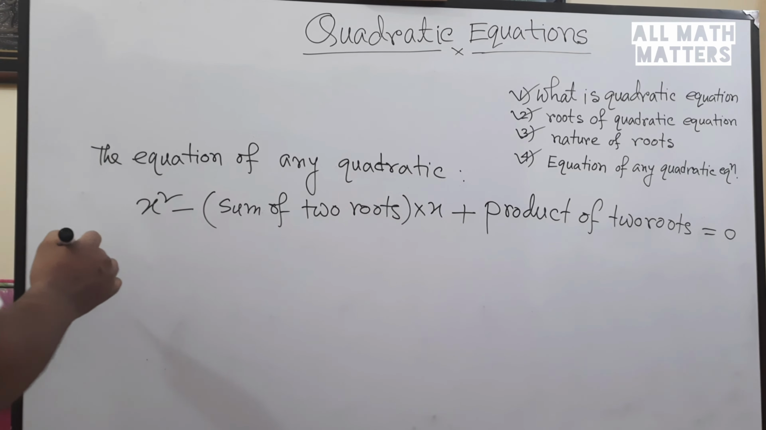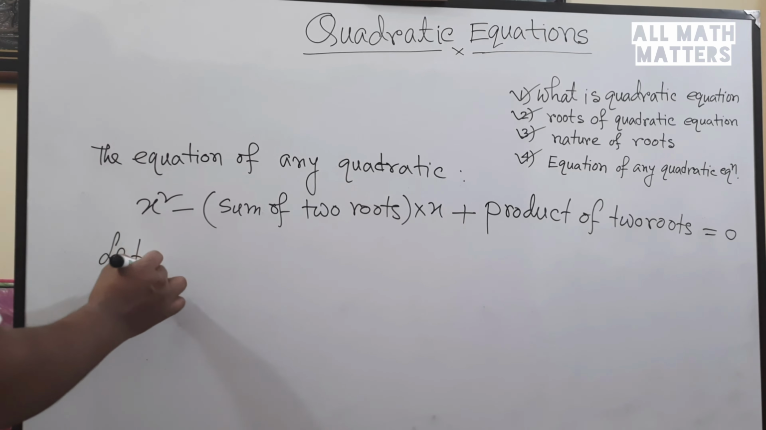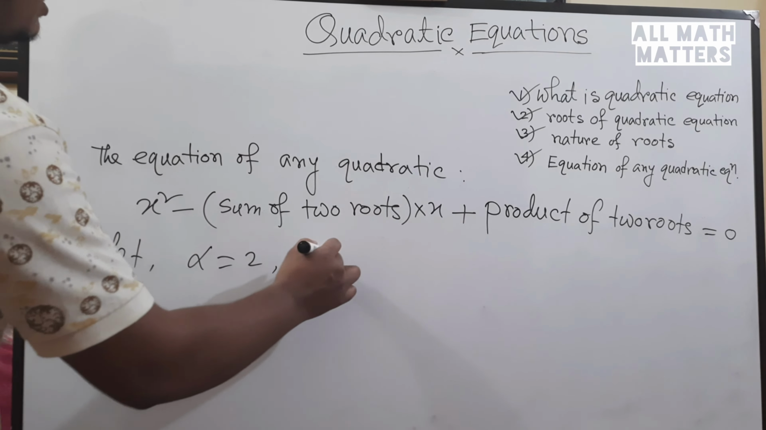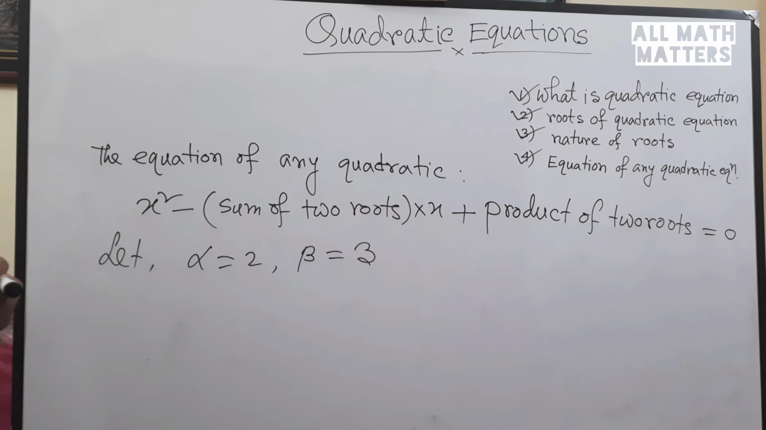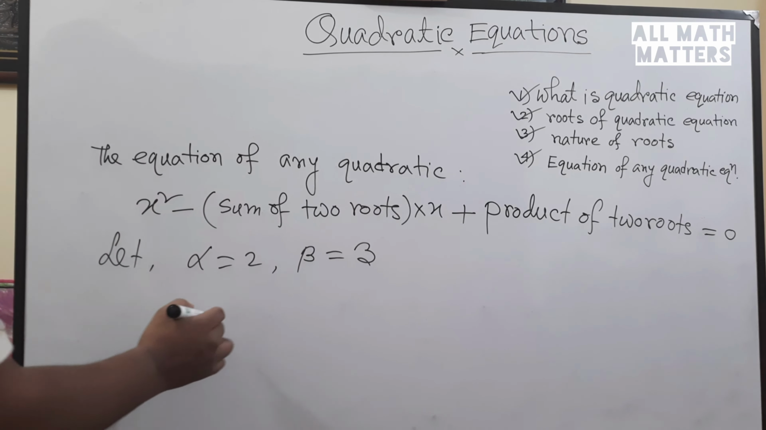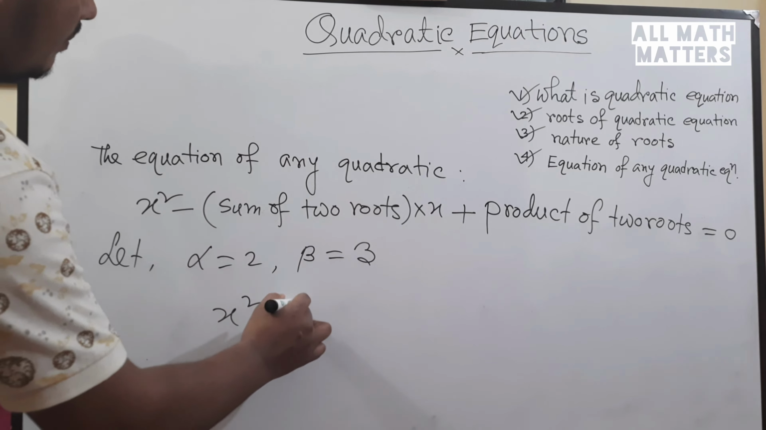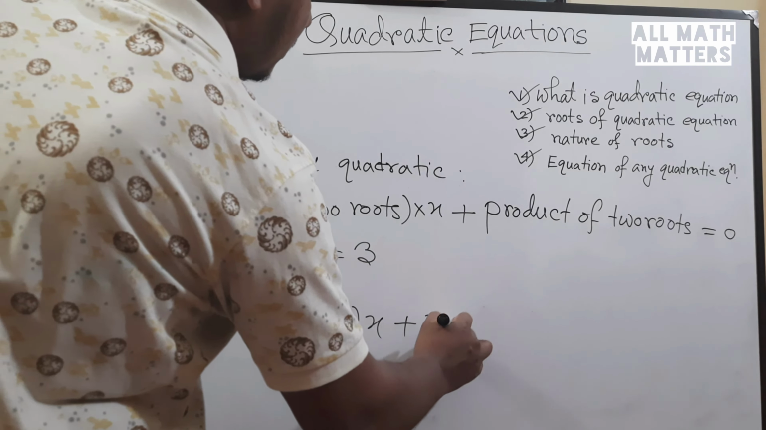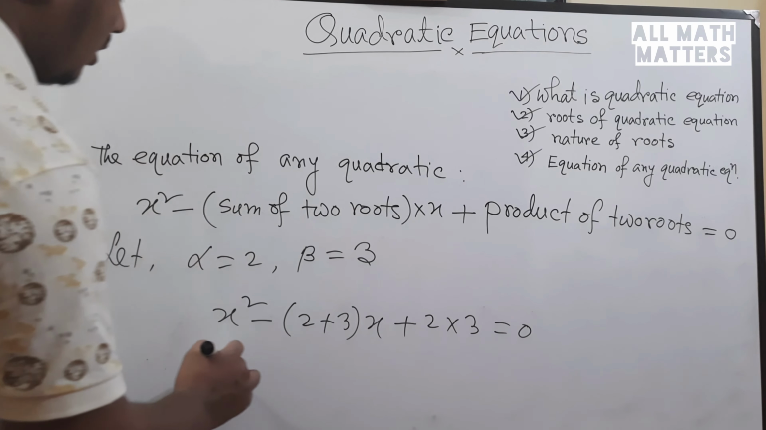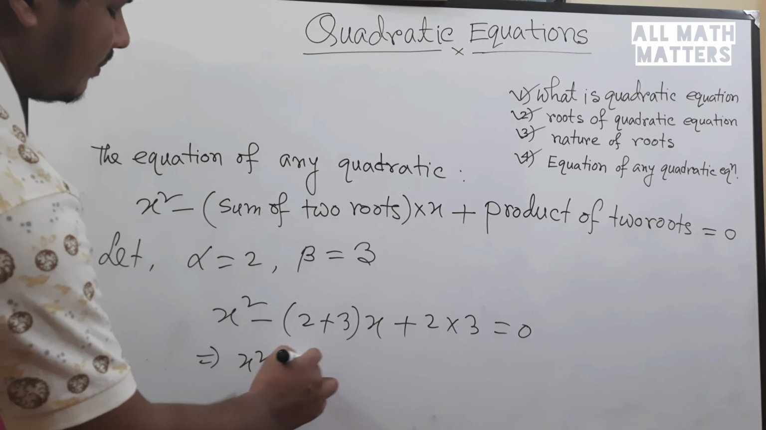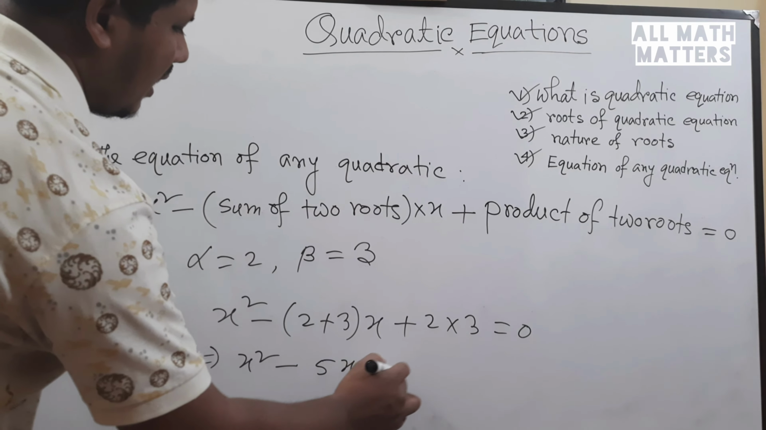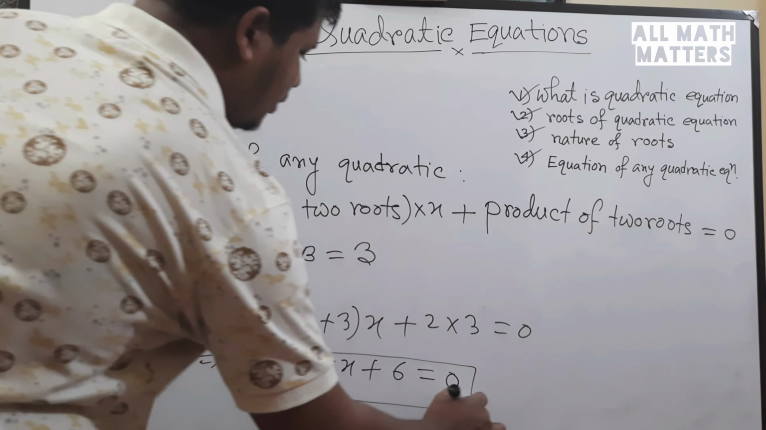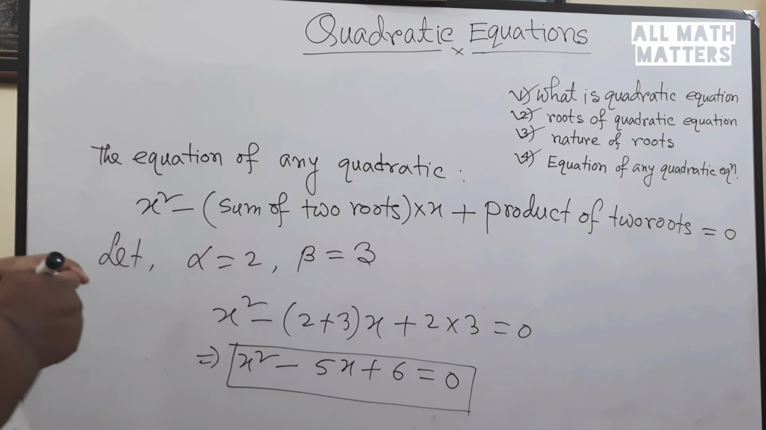Okay, let us consider two roots. If someone says that two roots are, one is alpha equal 2, another is beta equal 3, then what will be the quadratic equation? Okay, this is so easy. Just look at x square negative 2 plus 3 into x plus 2 multiple 3 equals 0, or x square negative 5x plus 6 equals 0. So this is the quadratic equation if two roots are given. So this is so easy.